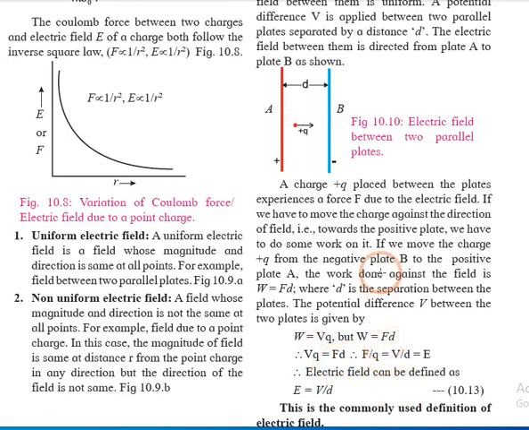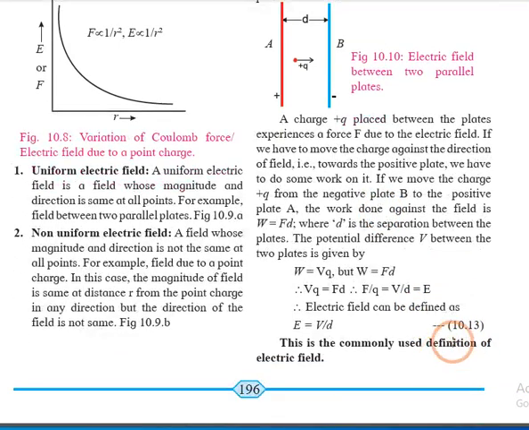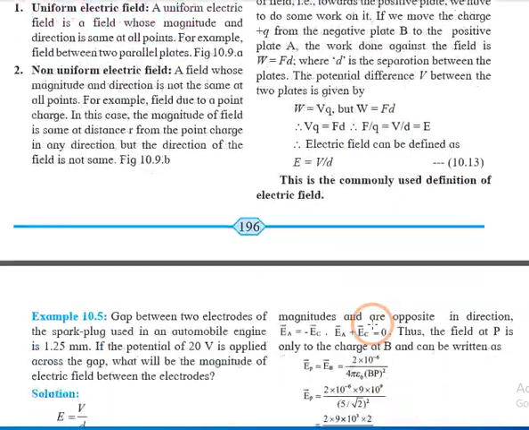Again we know that F upon Q means force per unit charge. If I consider force per unit charge, it is electric field intensity. So electric field intensity can again be defined as V upon D, that is potential per unit distance also. So this is again a commonly used definition of electric field. First of all, we can define this term as force upon charge or force per unit charge, and in the second way we can define it as potential per unit perpendicular distance.